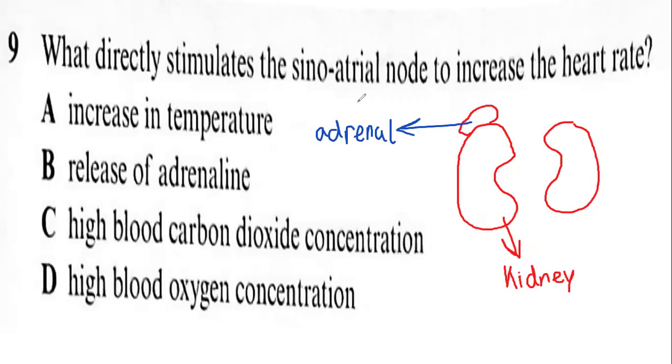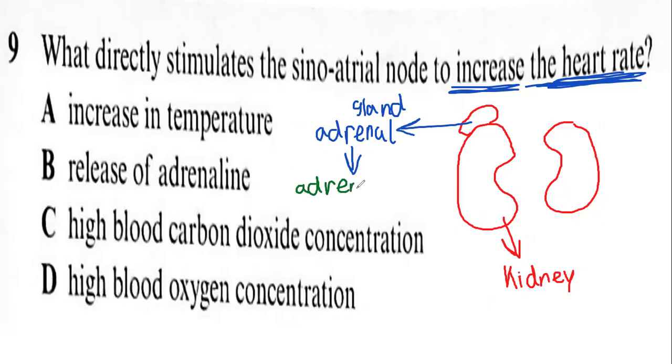So this is a gland, right? Now, when you are in fight or flight mode, it releases a hormone that is going to cause the heart rate to increase, that causes your pupil to dilate. What's the name of that hormone that the adrenal glands produce? Adrenaline. Yes, adrenaline. So the correct answer is definitely going to be adrenaline.